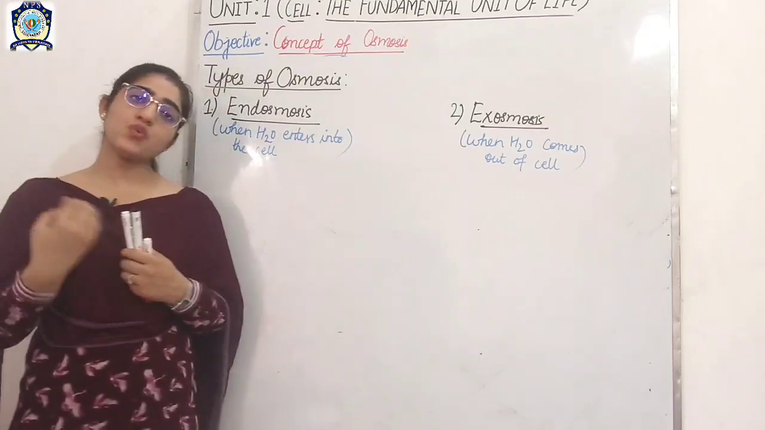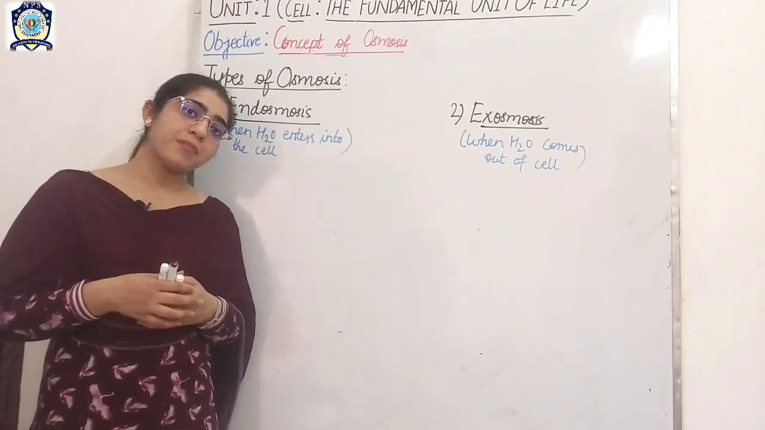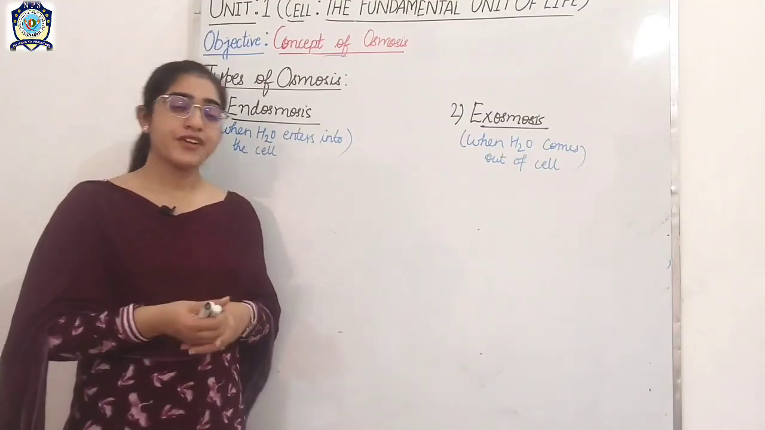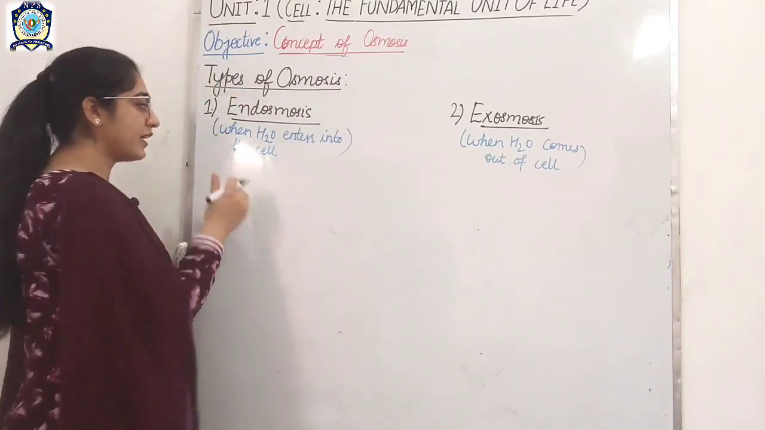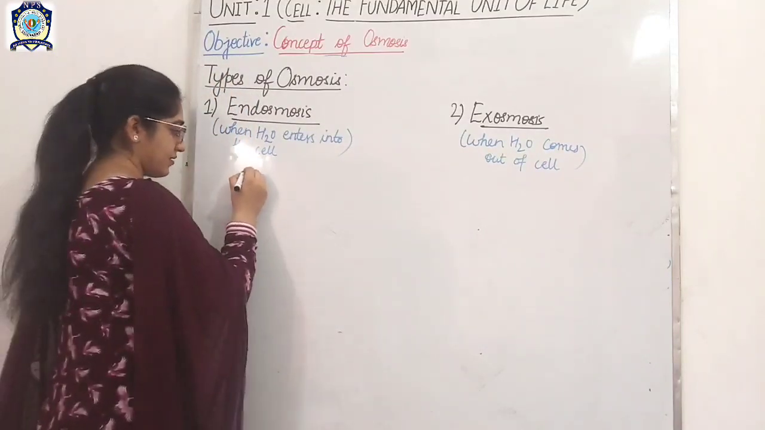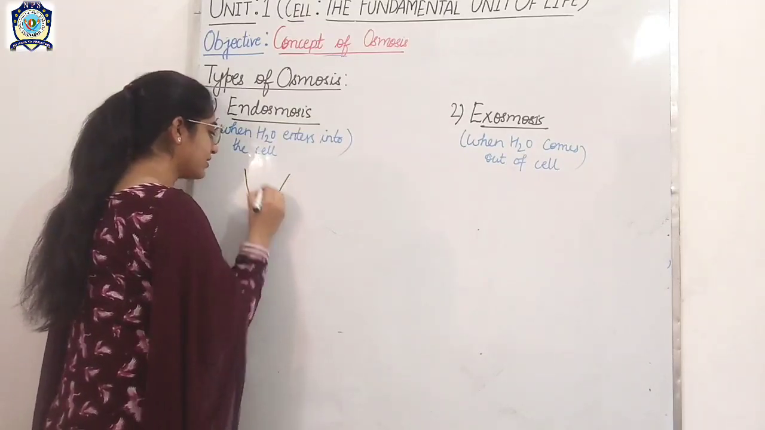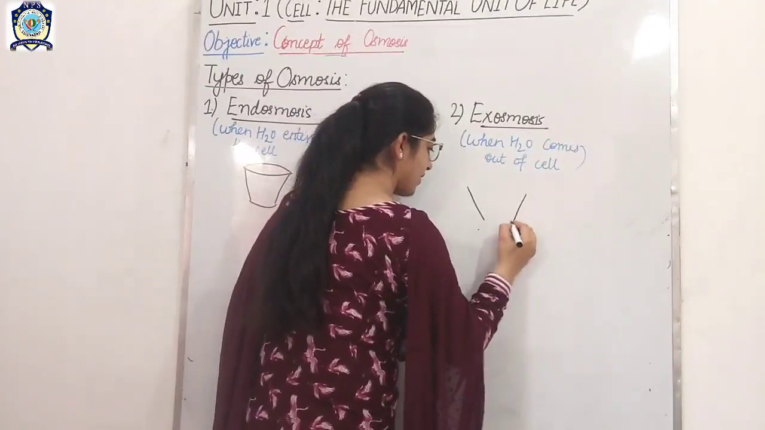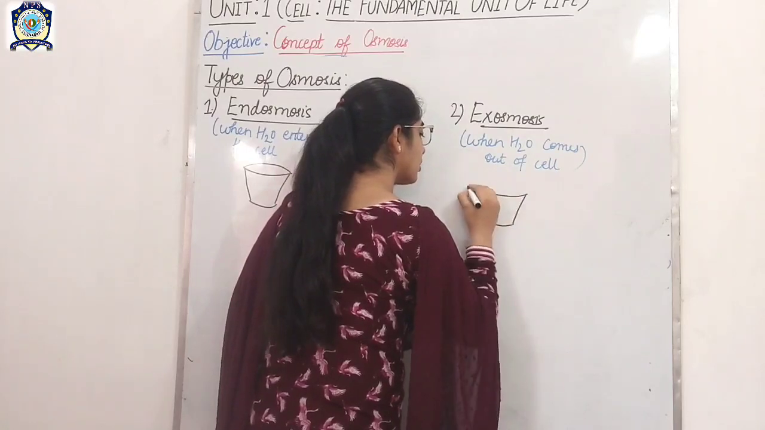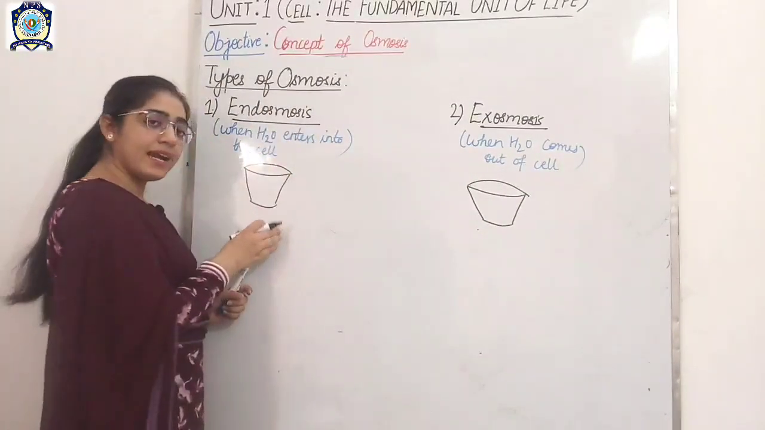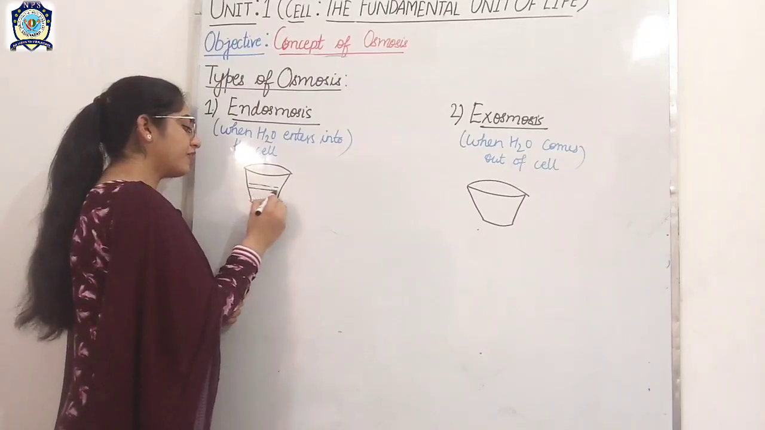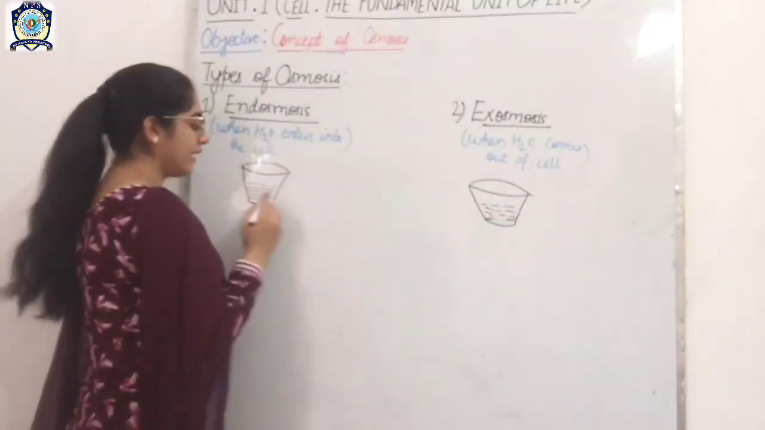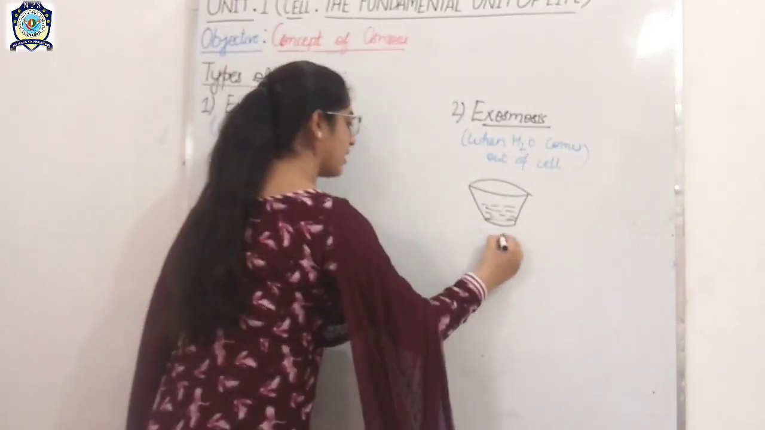Okay, so I am just giving you one simple example, and that example will help you a lot to learn the concept of the types of osmosis. Now you observe, firstly you take two glasses. In both the cases we have to consider the two glasses, and both are filled with water. This is A and this one is B.